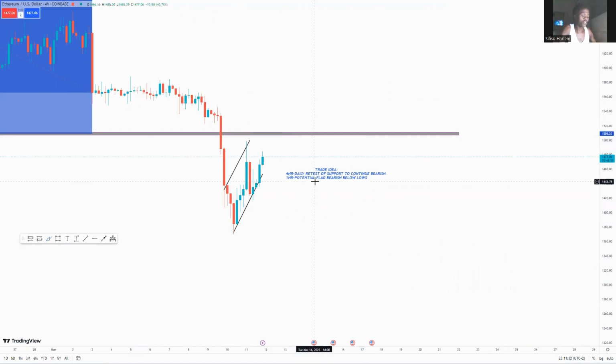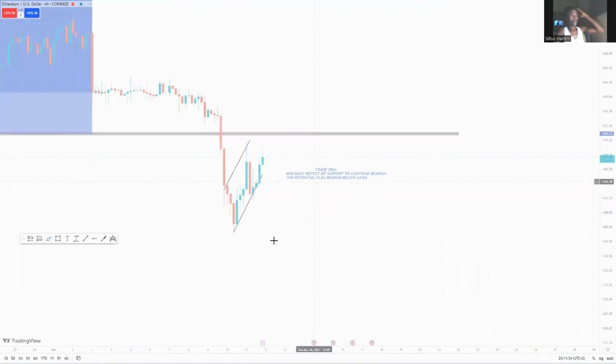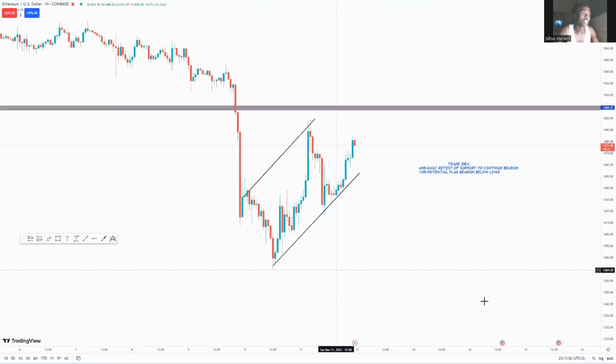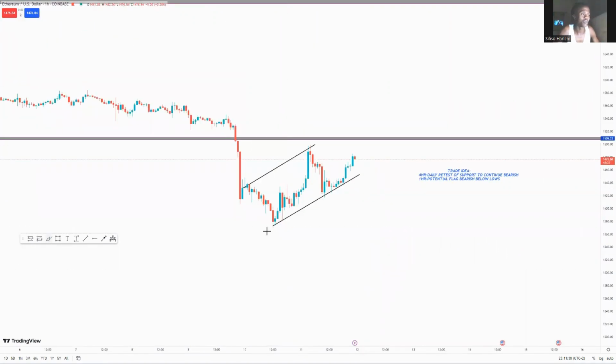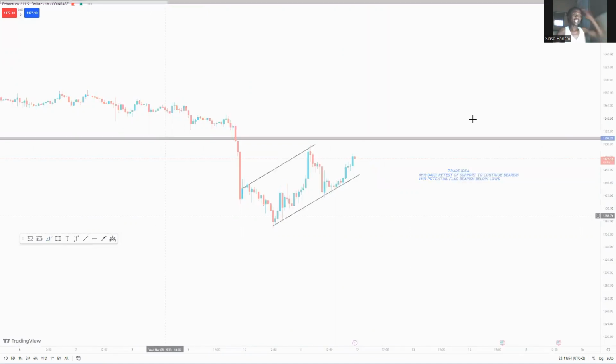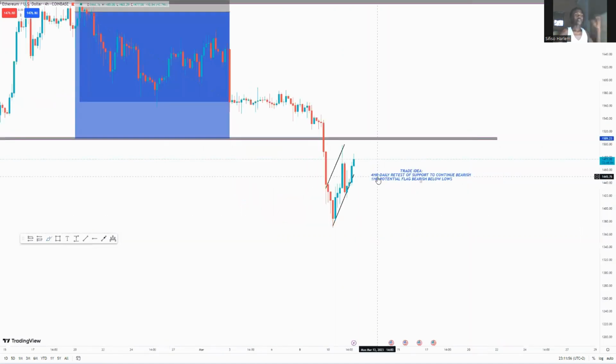On the hourly, we have a potential flag. When I look at the hourly, we can tell that price is kind of in a correction from a push. The only thing I'm waiting for is for price to give me signs that we're failing to continue to the upside and give me signs of that bear momentum. And then I'll look for continuations to the downside, and that will be it. So my trade idea is I'm simply looking for a daily retest of support to continue bearish. Nothing much, nothing fancy, nothing less. That will be it, right?